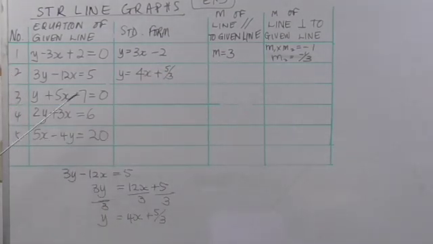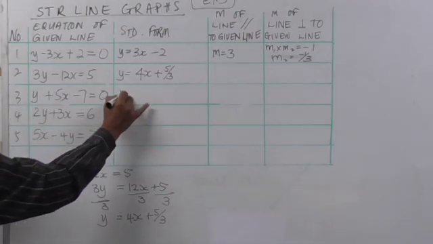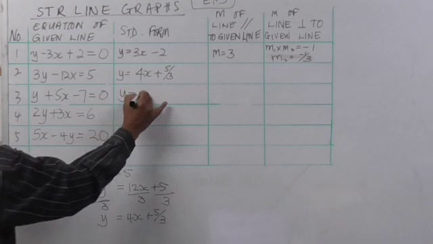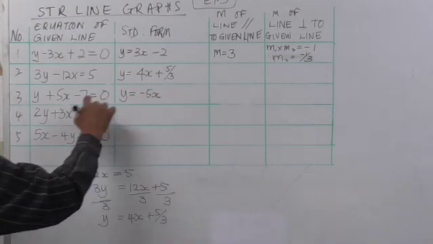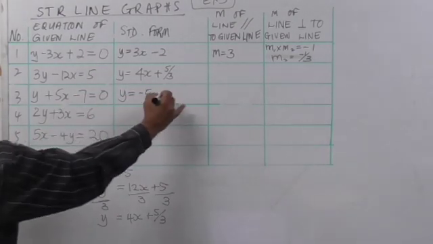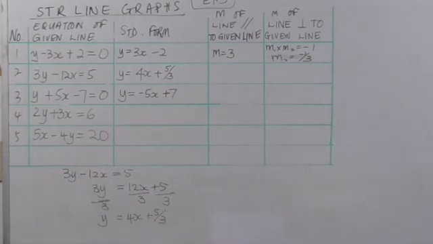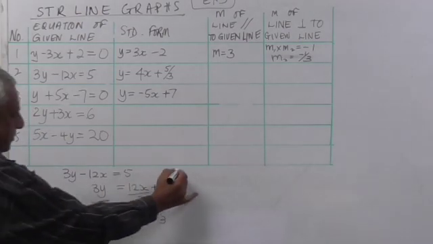Let me finish all these answers first. Now this is a simple one, so I can just write the answer down straight away. Y will still be here. That 5 will go across, it will become minus 5x. That minus 7 will go across, it will become plus 7. So that one didn't need any complicated working. This one I'll have to work out here.